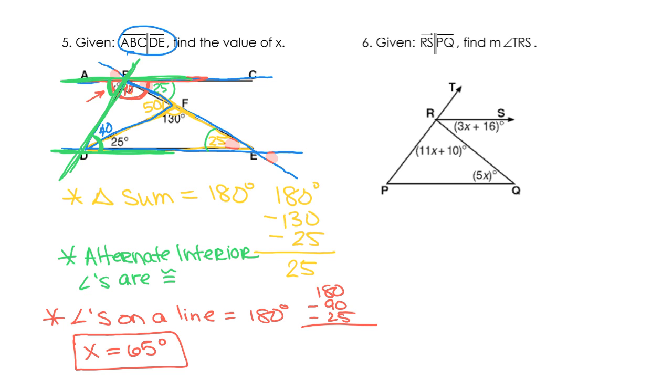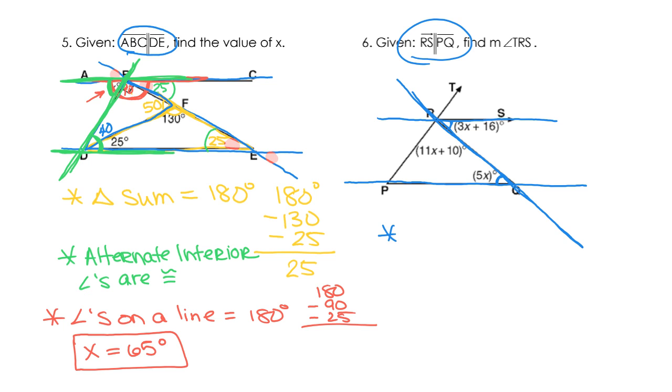All right, so number 6. We have another nice clue with the parallel lines up at the beginning. Okay, so it says that RS is parallel to PQ. And it's asking you to find the measure of one of our angles, TRS. And I'm going to trace over my parallel lines, and I'm going to go ahead and trace over this as my transversal. And I see an angle here of 5x and an angle here of 3x plus 16.